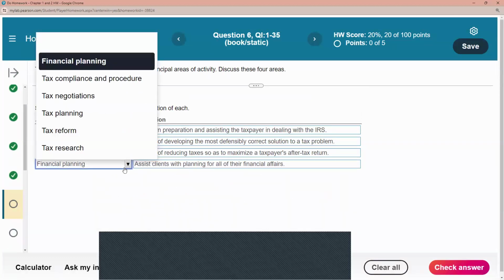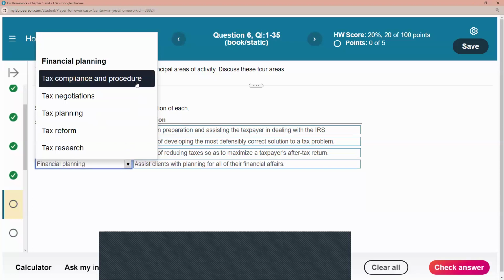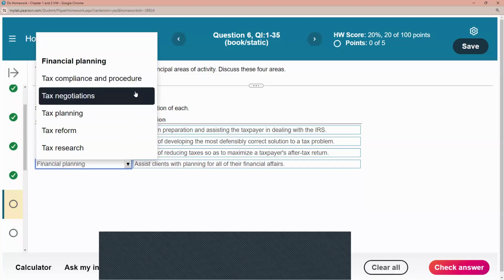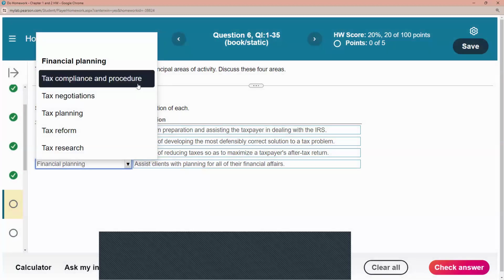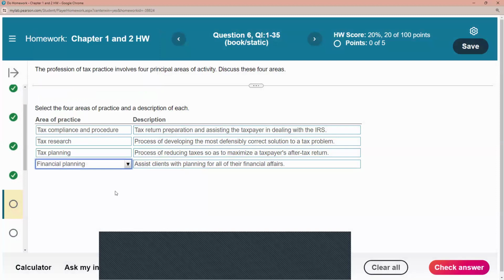All right, just ensuring that everyone understands, tax negotiations fall under compliance and procedures. So if, let's say, the IRS reaches out to a client for an audit or something of that nature, then you can negotiate. This is a part of tax compliance and procedure. Tax reform is essentially the tax laws and tax bills being passed, right? That is if you are in that realm of influence, but we are just speaking about a tax practice, a company that provides tax services to individuals.